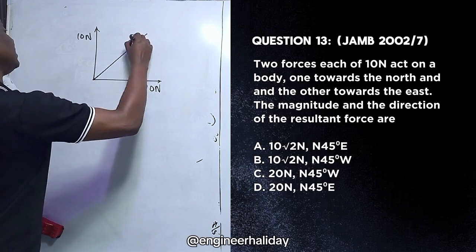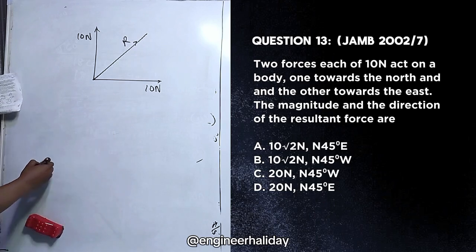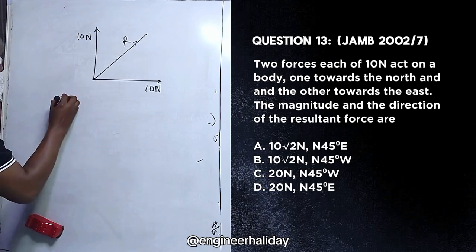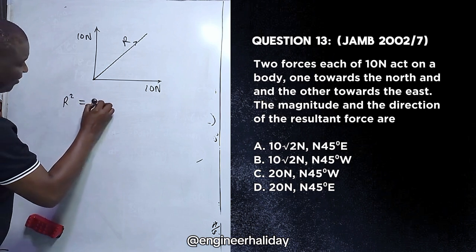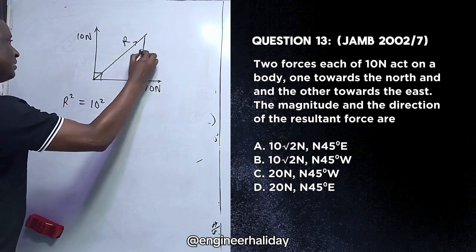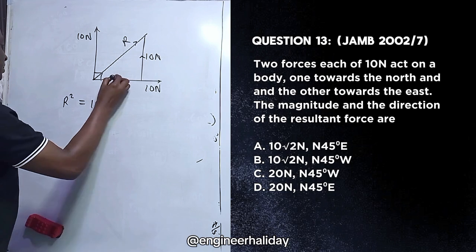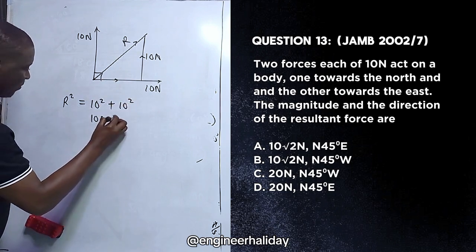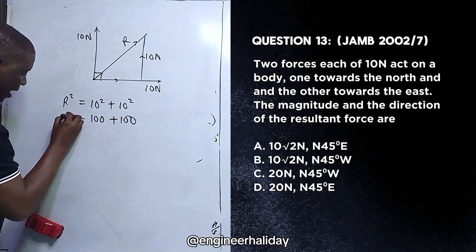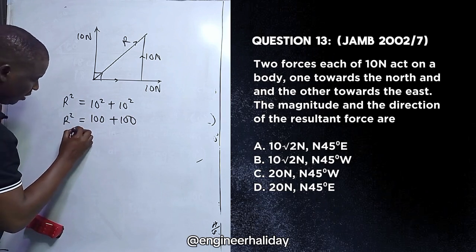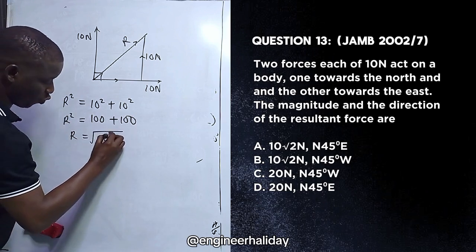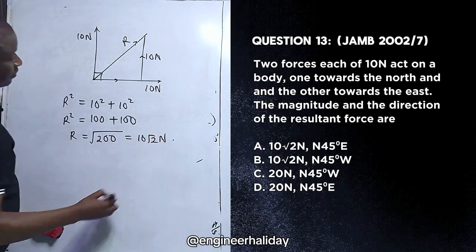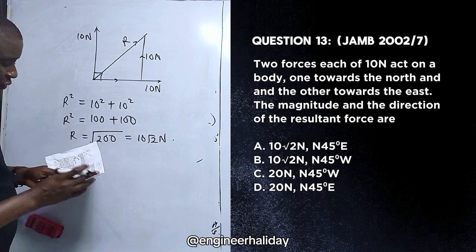How do you find the magnitude of the resultant? R squared equals 10 squared plus 10 squared, because this is 90 degrees. So 10 squared plus 10 squared equals R squared, which is 100 plus 100 equals R squared. Therefore, R equals square root of 200, and 200 is 10 root 2 Newton. So that is the magnitude, 10 root 2 Newton.